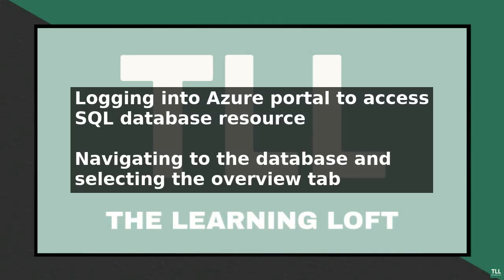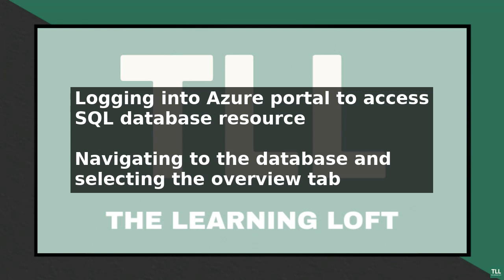To enable Azure SQL Scale Up, start by logging into the Azure portal and navigating to your SQL database resource. Click on the database you want to scale up and select the Overview tab. In the Overview tab, you will see the current pricing tier and the database transaction units or DTUs. DTUs are a measure of the database performance.